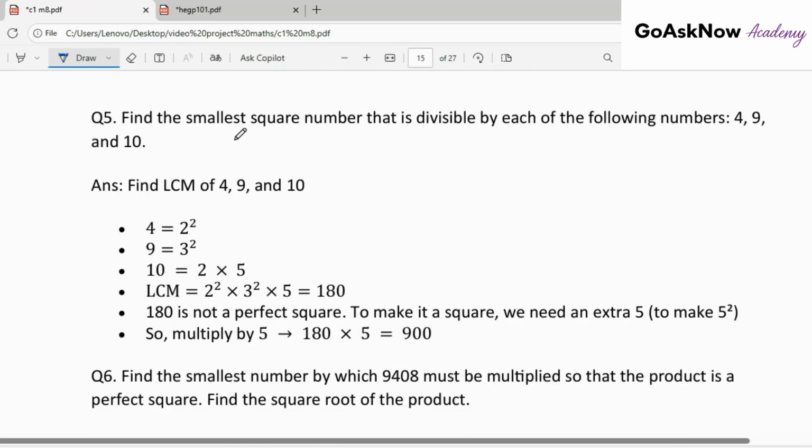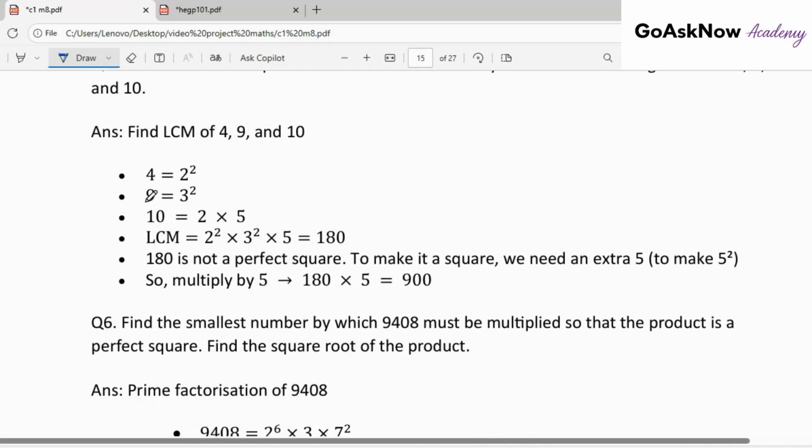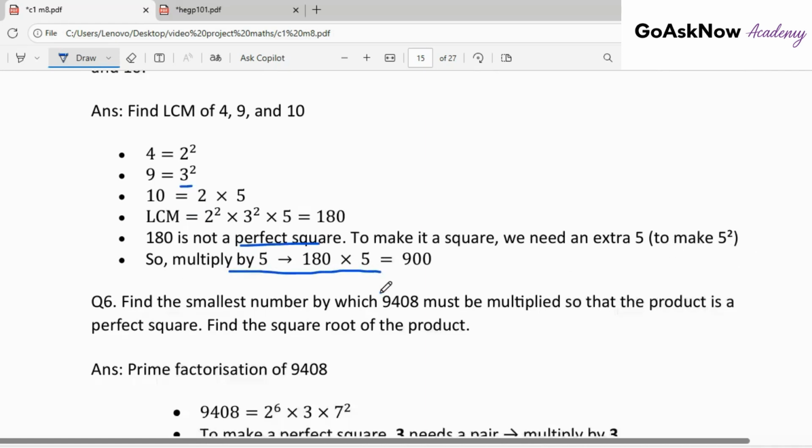Next, find the smallest square number that is divisible by each of the following numbers: 4, 9, and 10. Find the LCM of 4, 9, and 10. 4 is equal to 2 squared, 9 is equal to 3 squared, 10 is equal to 2 into 5. LCM is equal to 2 squared, 3 squared, 5, which is equal to 180. 180 is not a perfect square. To make it a square, we need an extra 5 to make it 5 squared. Simply multiply by 5. 180 into 5 is equal to 900.